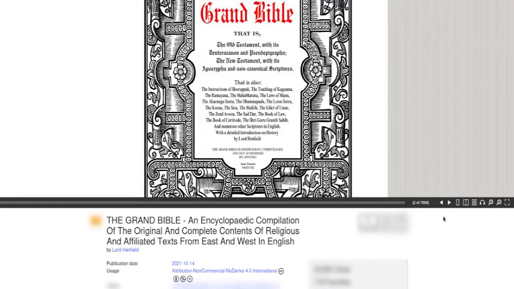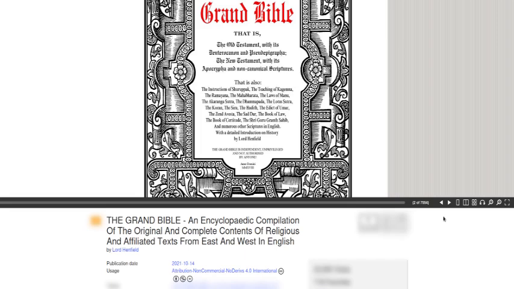The Grand Bible, that is the Old Testament with its Deuterocanon and Pseudepigrapha, the New Testament with its Apocrypha and non-canonical scriptures. That is also the instructions of Pseudepigrapha, the teaching of Kagmana, the Ramayana, the Mahabharata, the laws of Manu, and so forth. So it's covering the three major religions, and then it's also covering the secular or secondary religions.